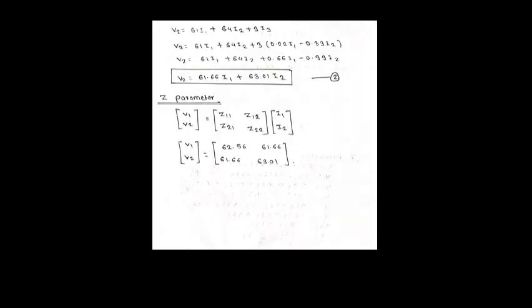Now we are going to see V2. We get V2 is equal to 61 I1 plus 64 I2 plus 3 I3. Now V2 we get 61.66 I1 plus 63.01 I2. Now put these V1 and V2 in the Z parameter. The formula for the Z parameter is V1, V2 equal to the matrix Z11 Z12, Z21 Z22 times I1, I2. Now we substitute the V1 and V2 values in this matrix: 62.56, 61.66, 61.66 and 63.01.